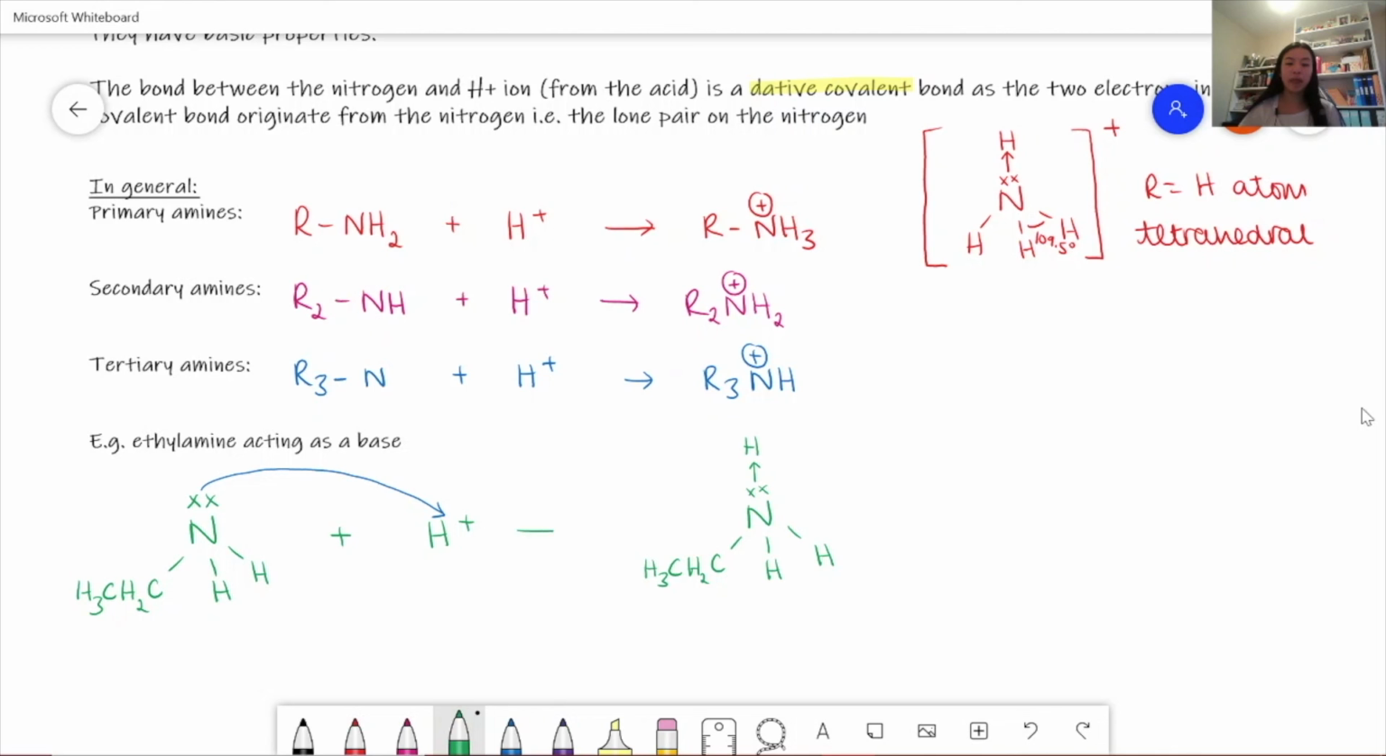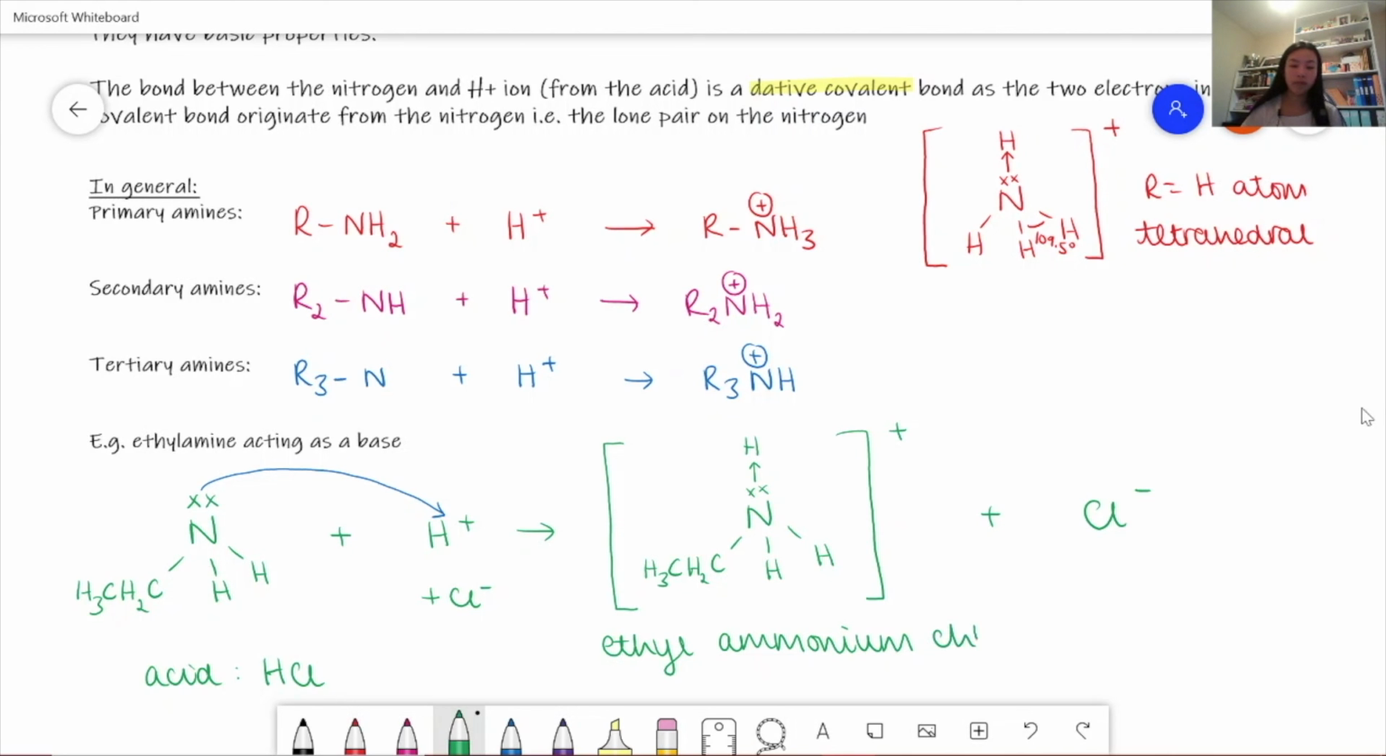But this time, the shape will be tetrahedral, and this will be a positive ion. And then we also have some Cl minus ions, because the acid that we're using is actually hydrochloric acid. And so we also form a Cl minus ion, because that hasn't actually done anything in the reaction. And we call this salt ethyl ammonium chloride. This is if we have the Cl minus and this ethyl ammonium salt.